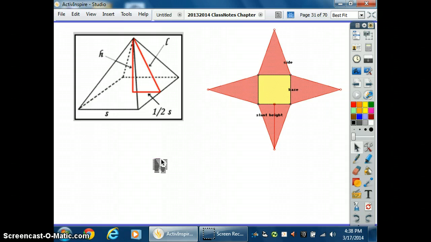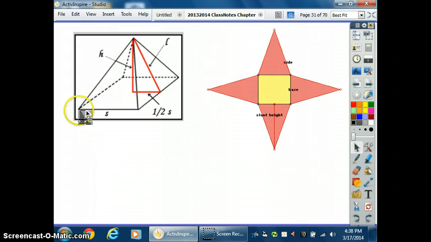Hi, this is Mrs. Secor, and today we're going to look at surface area of pyramids and cones. Here I have a pyramid, and I have its net to the right over here. And there's some lingo or language I'd like for you to know.